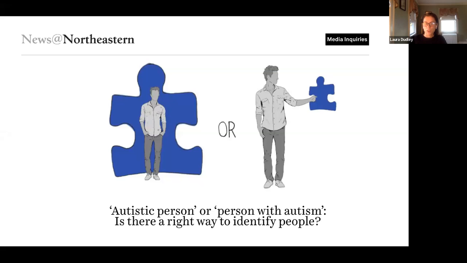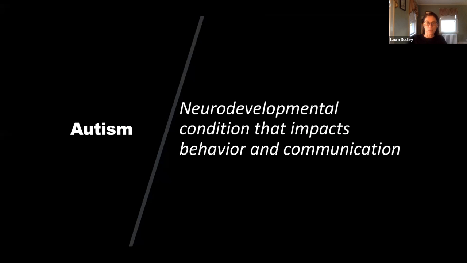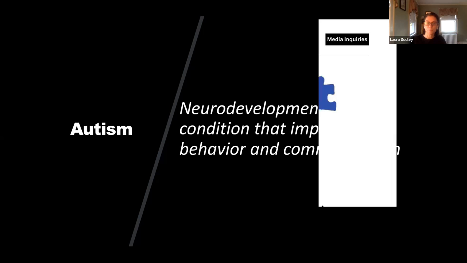To get us started, autism is a neurodevelopmental condition that impacts behavior and communication. This definition, which is slightly paraphrased here, comes from the National Institute of Mental Health. It's often referred to as a developmental disability due to the fact that it often manifests early, as young as 18 months to 3 years of age.